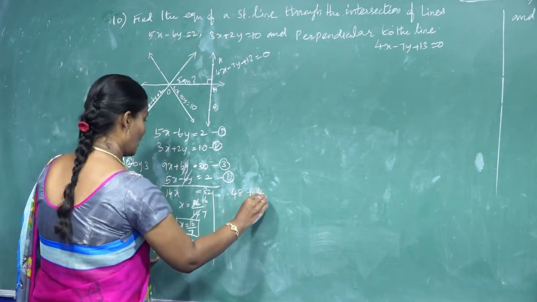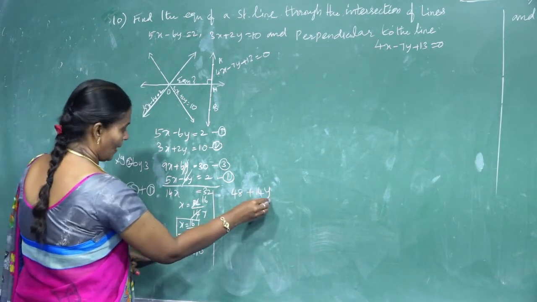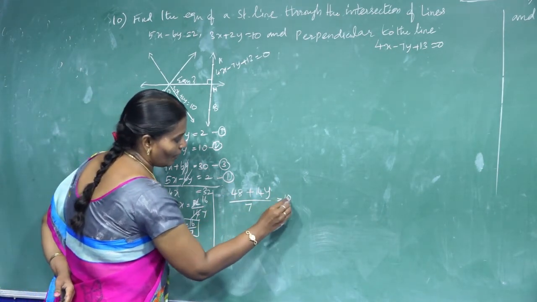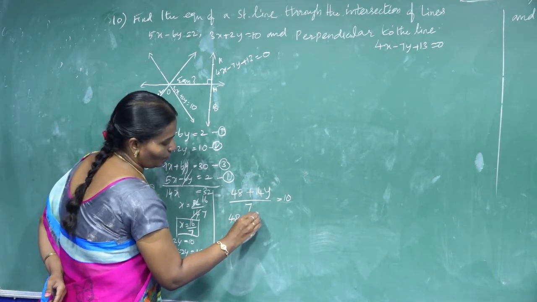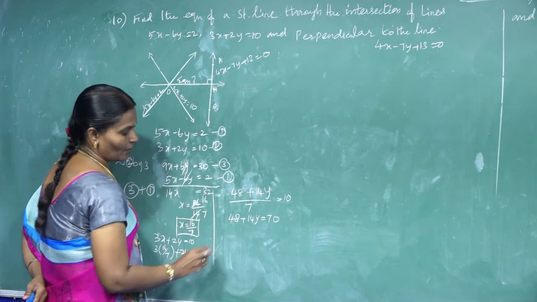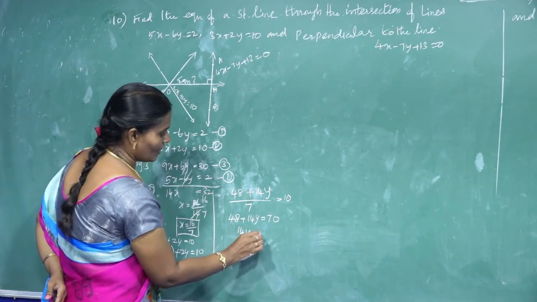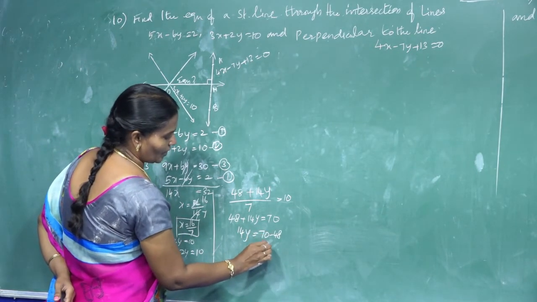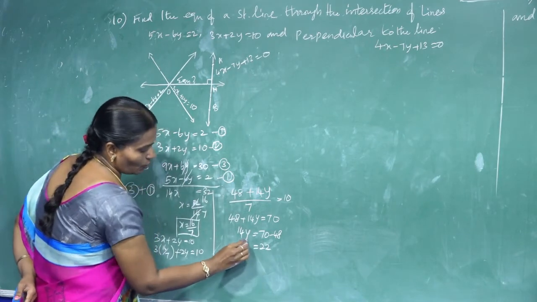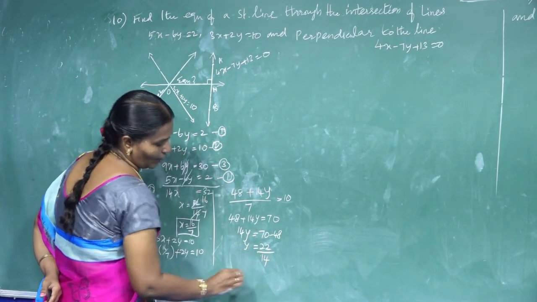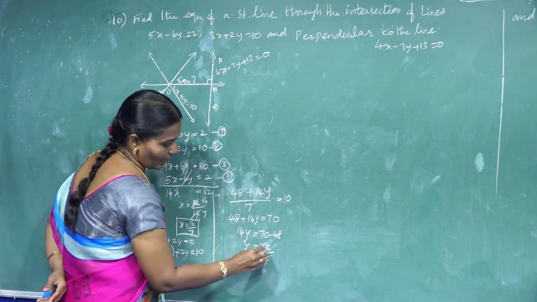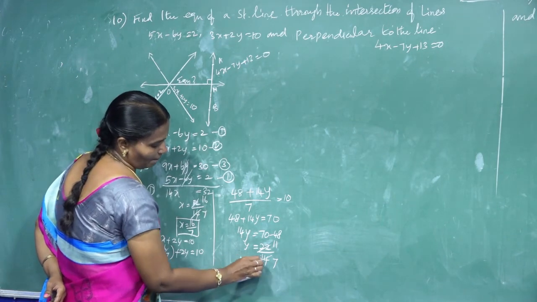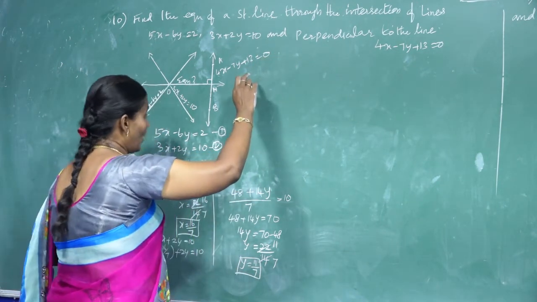So what do we get? 14y by 7, this is equal to 10. Here the 7 you put to the left side. So 48 plus 14y is equal to 70. So 14y is equal to 70 minus 48, that is 22. Am I correct, children? 22. So y is equal to 22 by 14. Cancel by the second table: 11 sevens. So y is equal to 11 by 7.